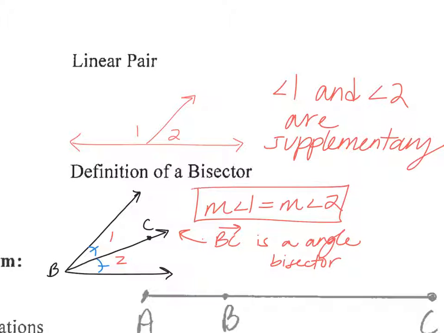This is a part you would say in a proof. That's the important part. Bisecting, the two parts are equal.